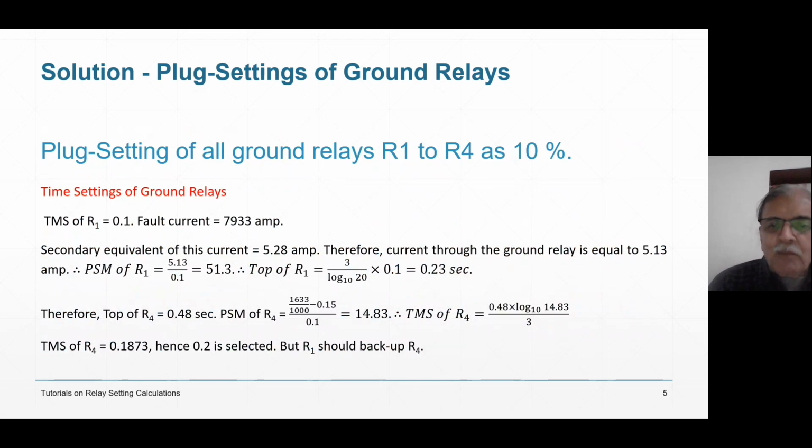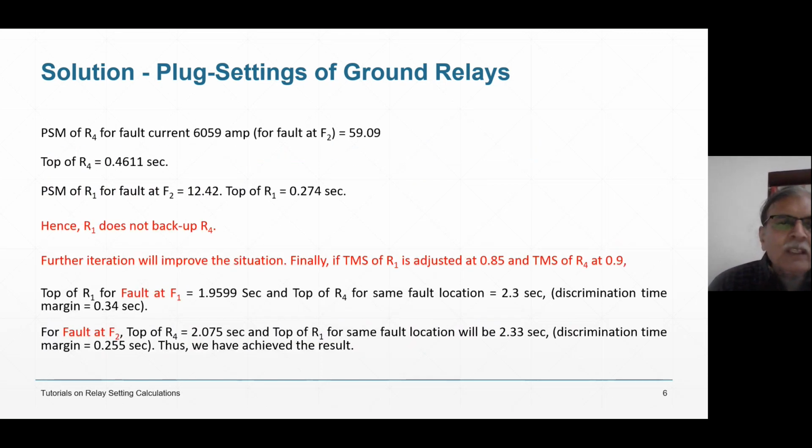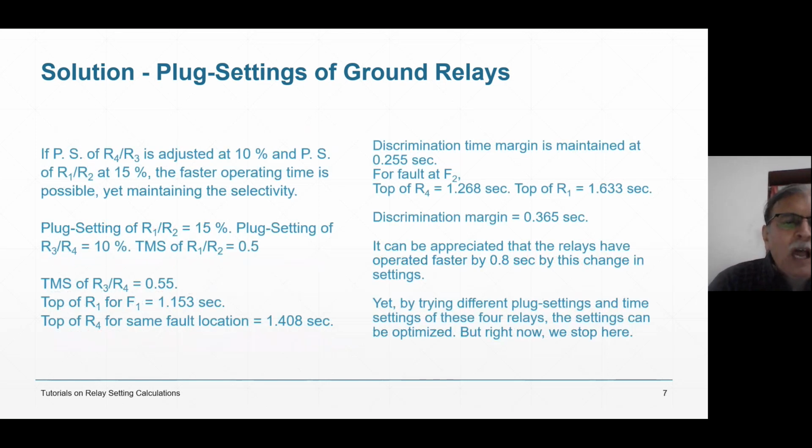Sorry, top of R1 earlier was 0.23. And now, with TMS of R1, R2 as 0.5 and TMS of R3, R4 as 0.55, top of R1 for fault at F1 is 1.153. Top of R4 for the same fault location is 1.408. Discrimination time margin is maintained at 0.255.